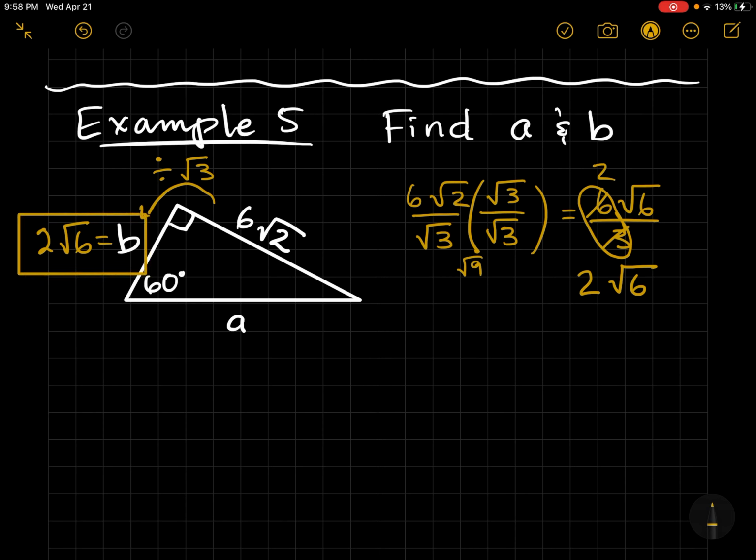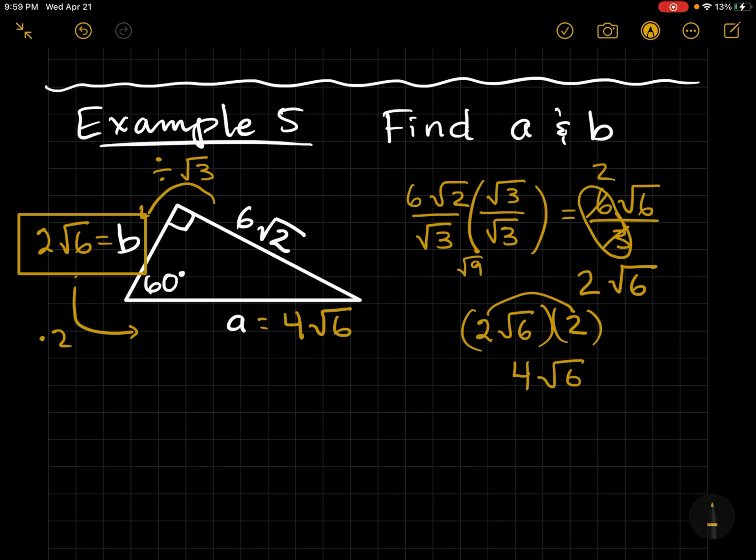For A, once you know the short leg, you multiply by 2. So 2 radical 6 times 2 is just 4 radical 6. You multiply those numbers together. So 4 radical 6.